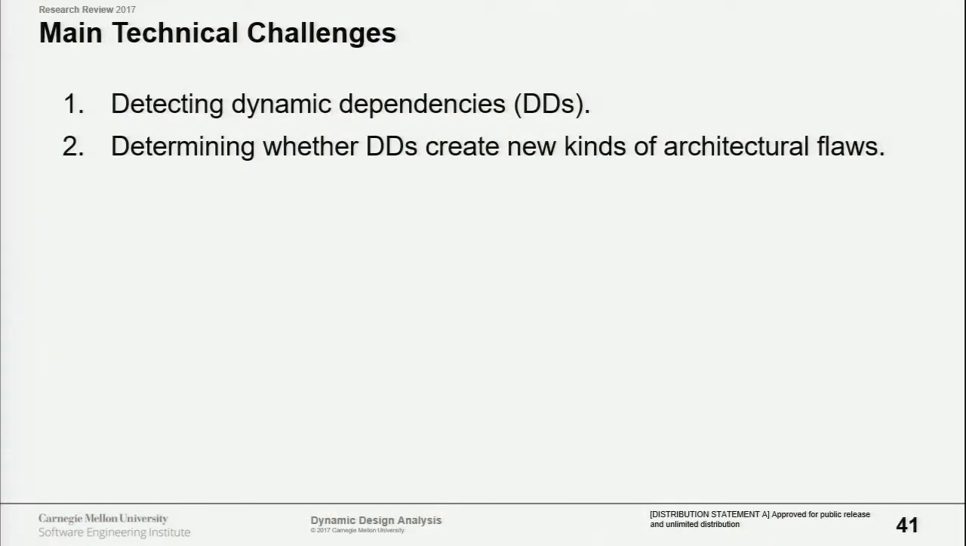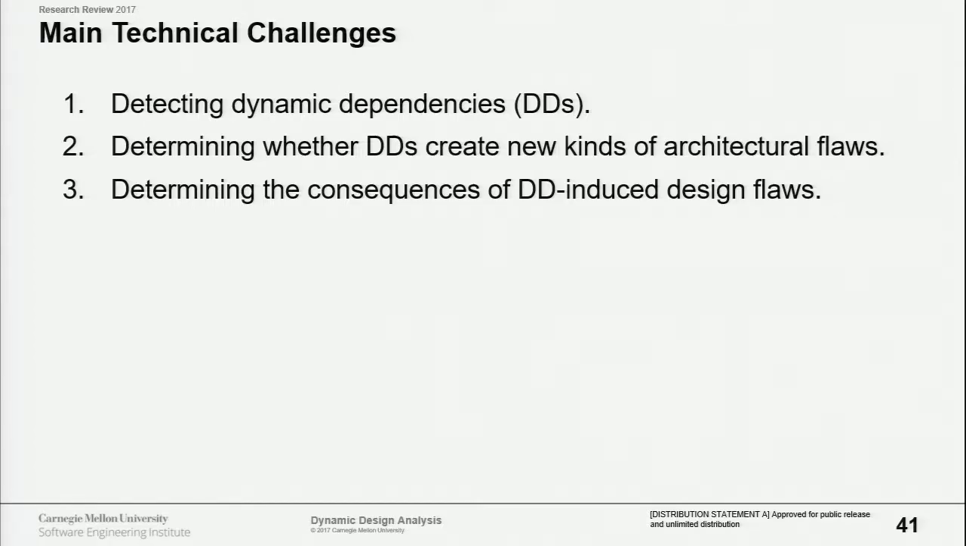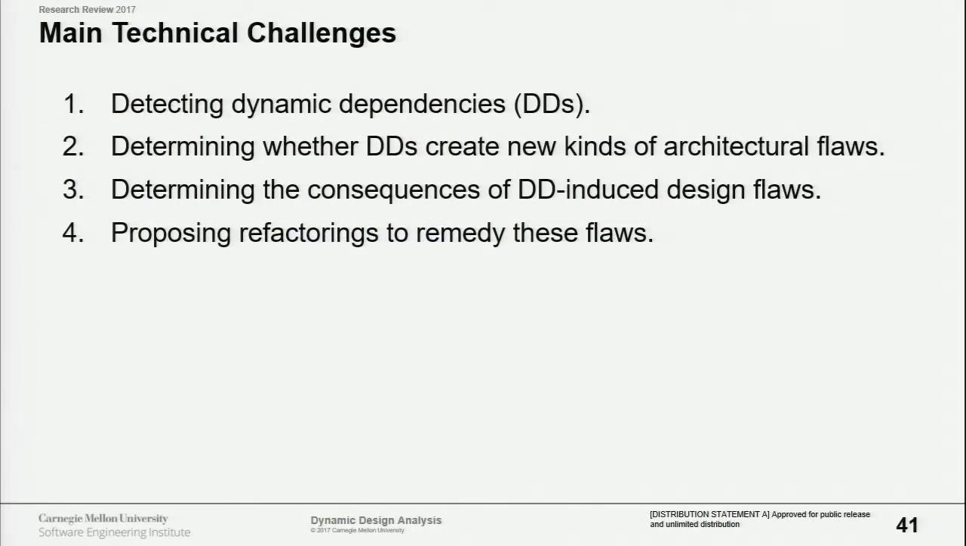Then, assuming we can do that, our next challenge is to determine whether these dynamic dependencies create new kinds of design flaws, introduce new kinds of errors into the composed system. And what are the consequences of these design flaws? What do we have to do to mitigate them, address them, fix them? And finally, and this goes beyond the scope of this lens, but of course, once we've determined these design flaws, we'd like to propose refactorings to actually address them, to fix them.